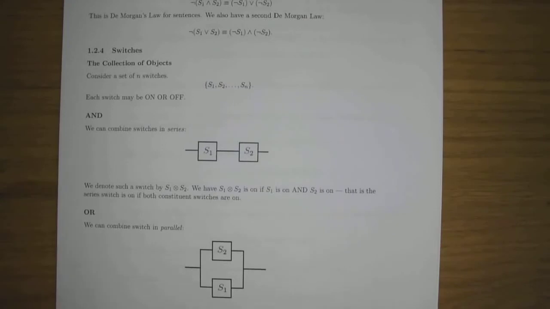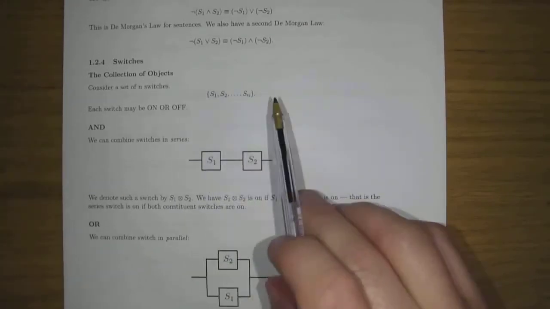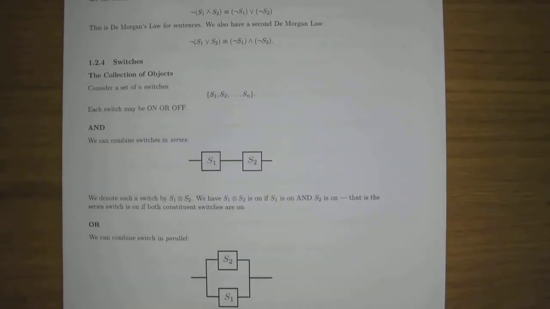Okay. Another way of thinking about it is actually switches. So you can think of the objects as a collection of switches, and I won't say exactly what a switch is, but I'll just say they can be on and off.